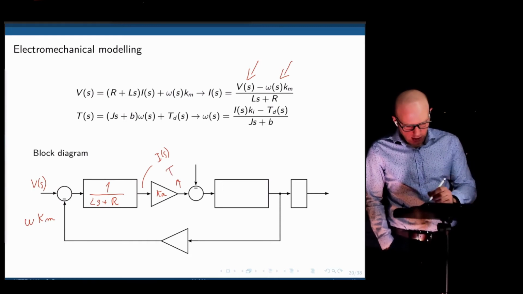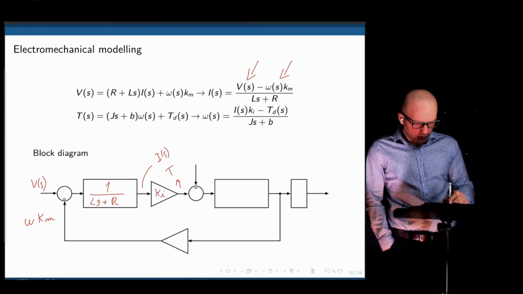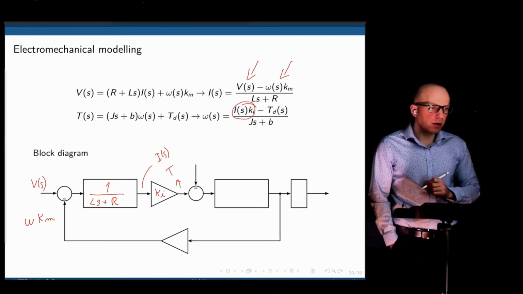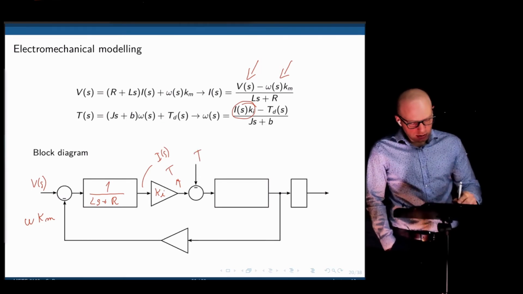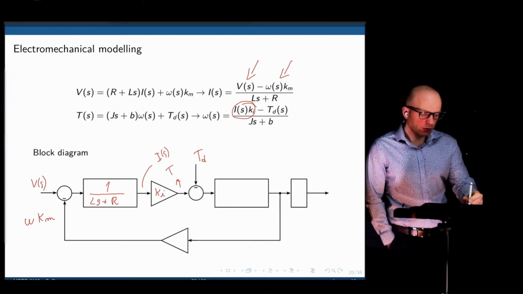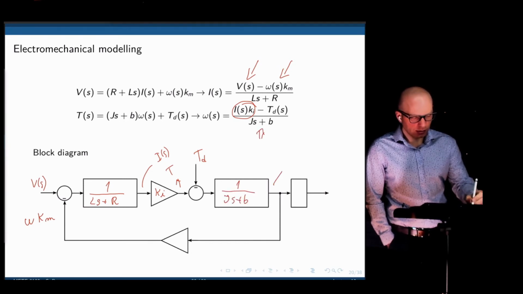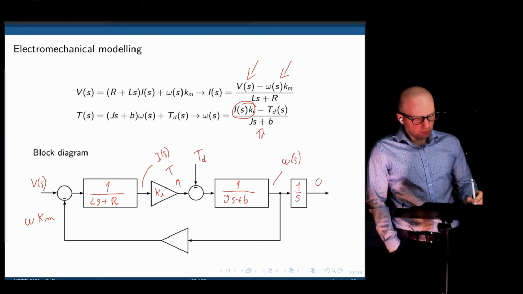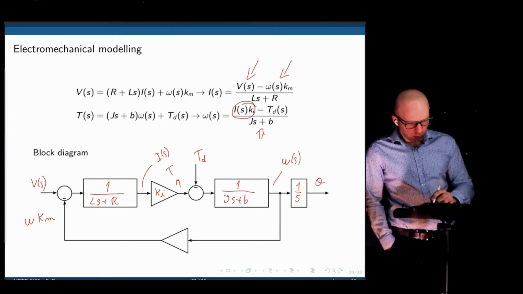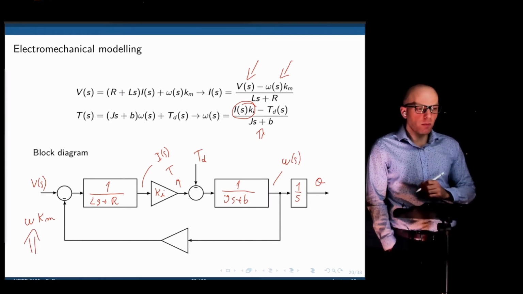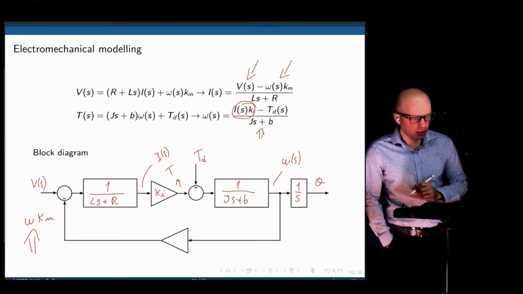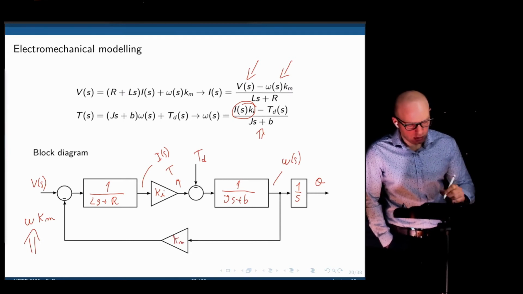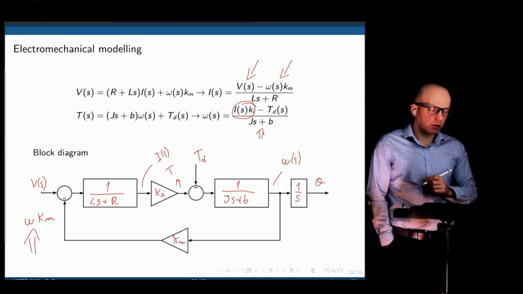Let's call this Ki to be consistent. That's the current times Ki, which gives the torque. This is exactly this element here. We now subtract Td from it. That gives the top of this equation. Divide that by Js plus B, gives us the speed. Integrate the speed, gives position. And now we can close the loop here. Notice that we need omega times Km. So omega we take from there, and Km is the motor speed constant right there.